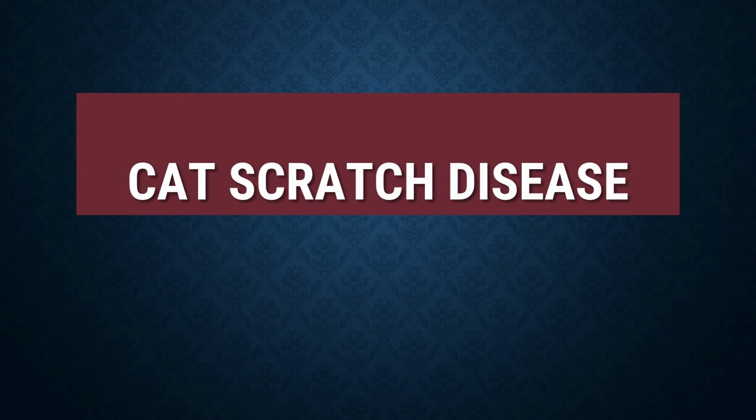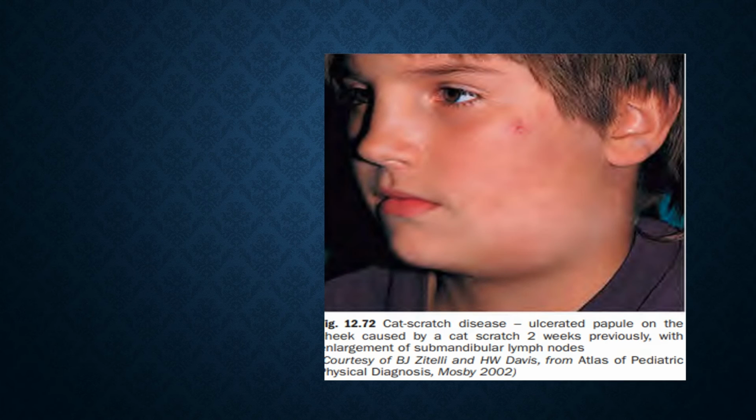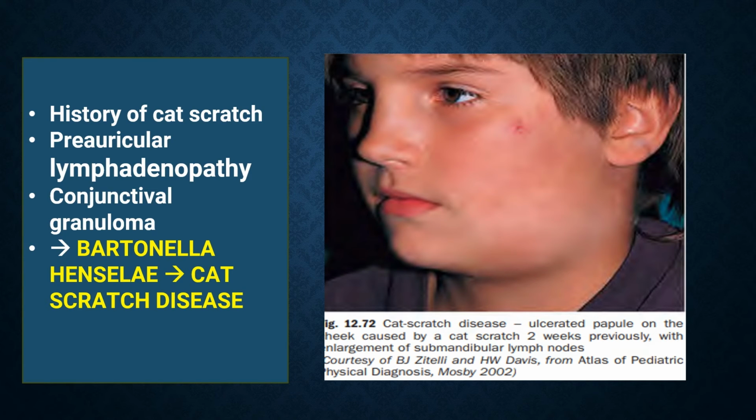Now coming to another disease which can actually cause intermediate uveitis, and that is cat scratch disease. Now usually there will be a history that the patients own cats as pets. There will be pre-auricular lymphadenopathy. Sometimes this cat scratch disease can lead to conjunctival granuloma as well, right? So as you can see in this patient, there's an ulcerated papule present on the cheek, which is caused by a cat scratch, and then 2 weeks later the child developed submandibular lymphadenopathy as well, right? So in such a clinical presentation along with intermediate uveitis, you have to suspect cat scratch disease, and the organism here is the Bartonella henselae.